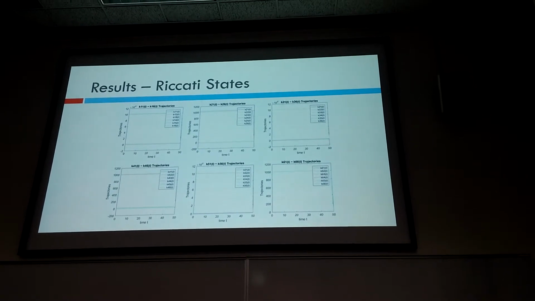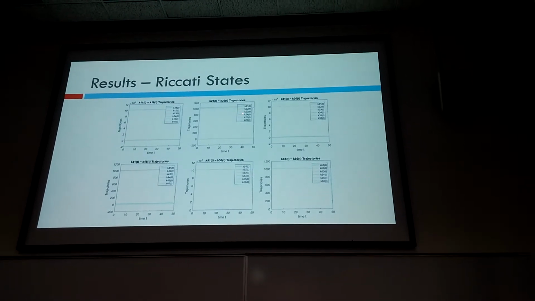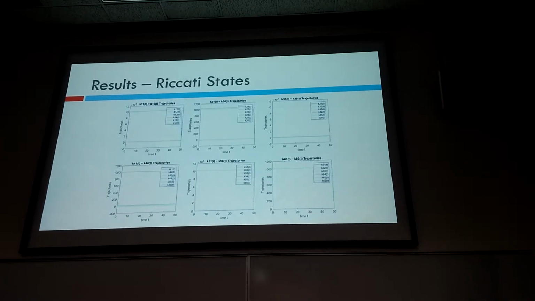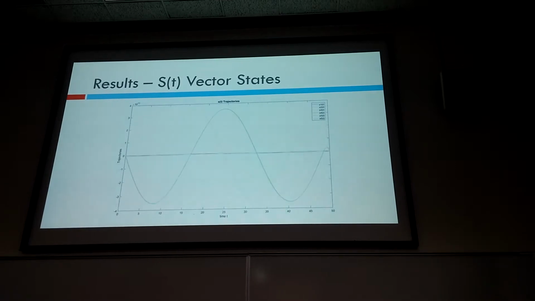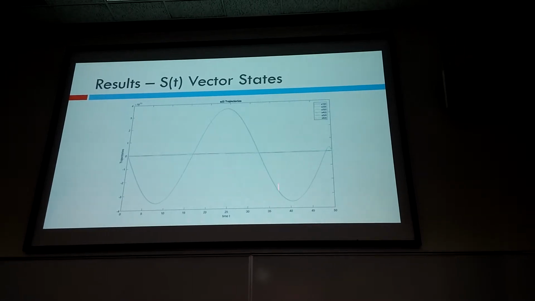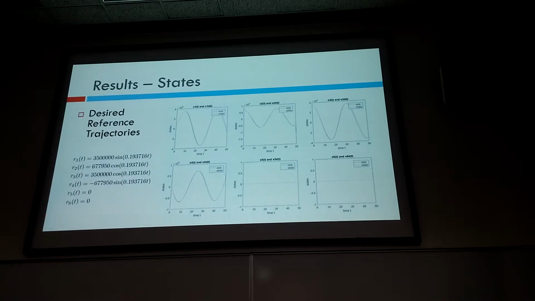So here's the solution for plotting the Riccati states. As you can see, they're mostly constant until they have to drop all the way down to 0, as is their boundary condition. Here's the S vector. As you can see, it's quite large, which is needed to keep the states tracking the reference trajectories. And we're going to get to the states.